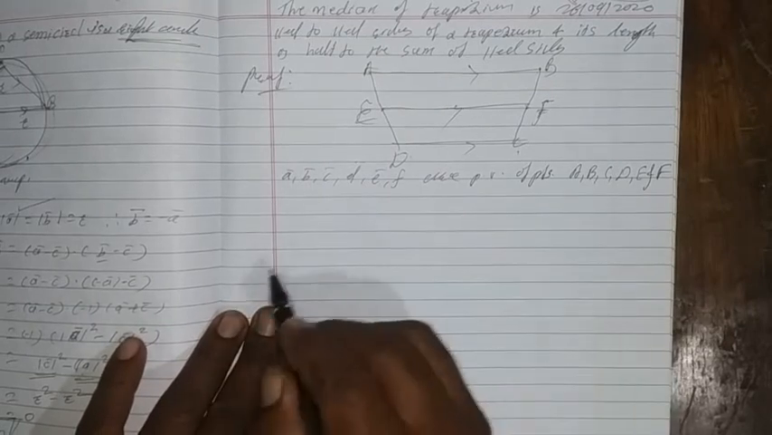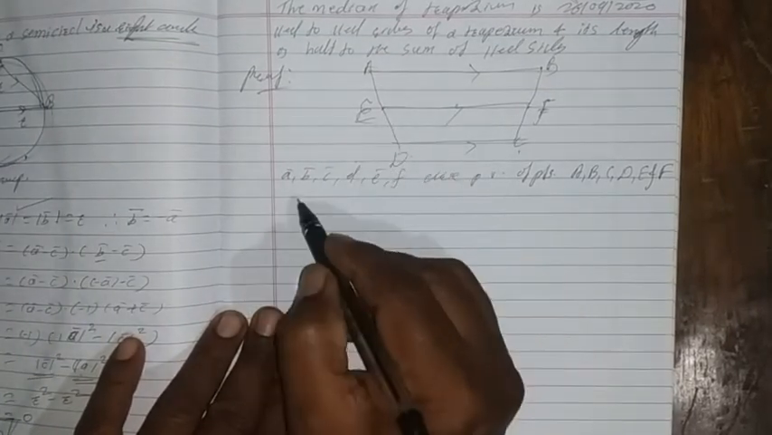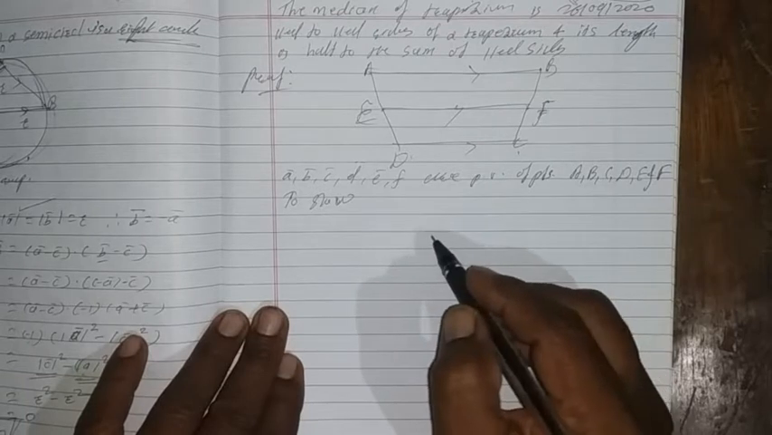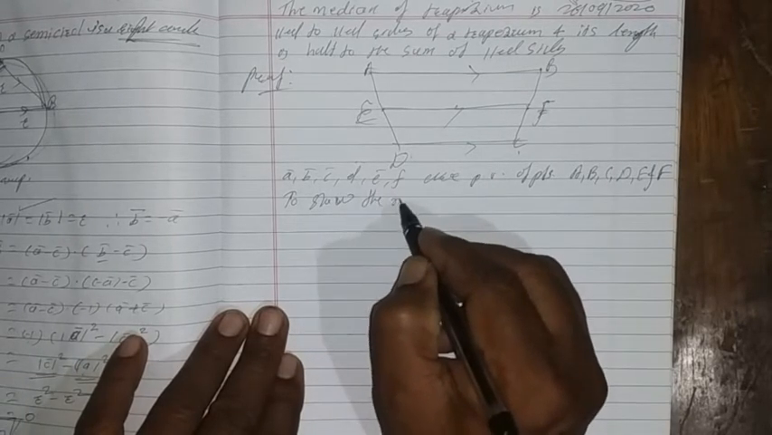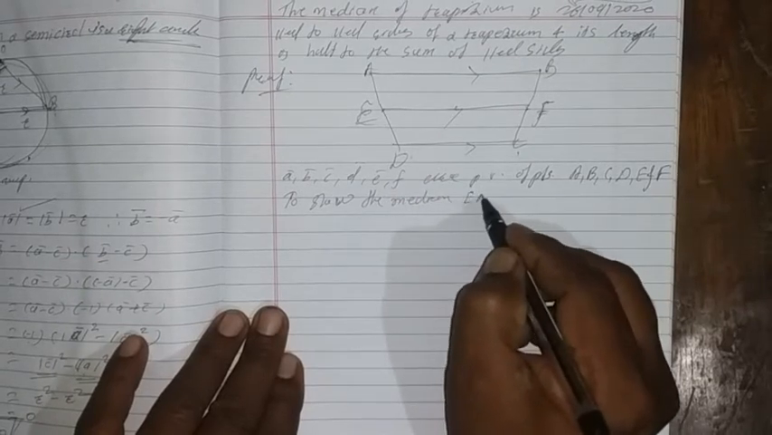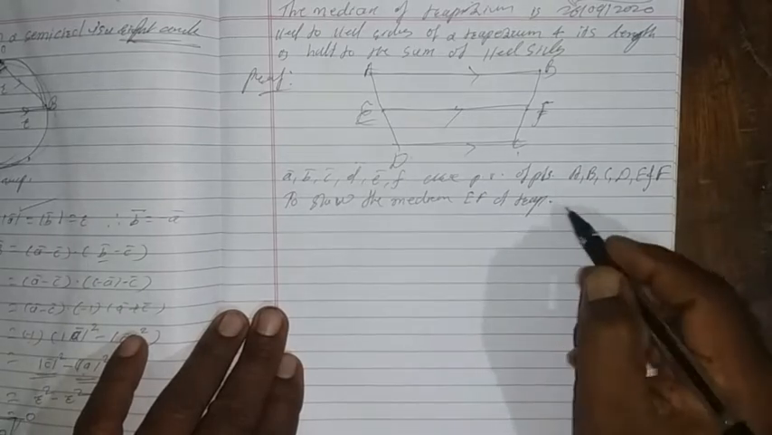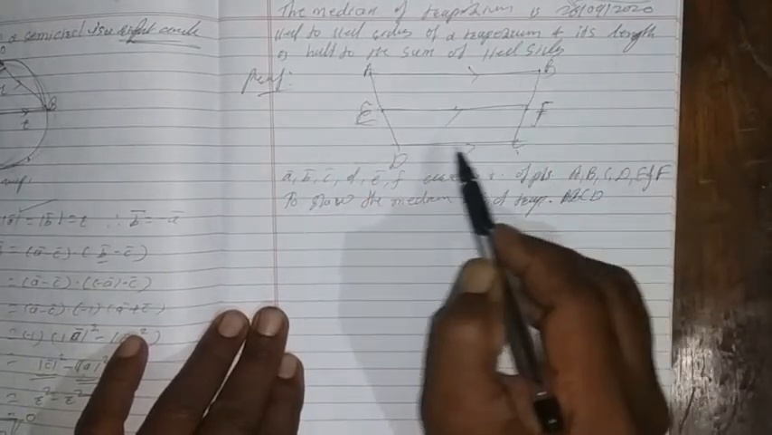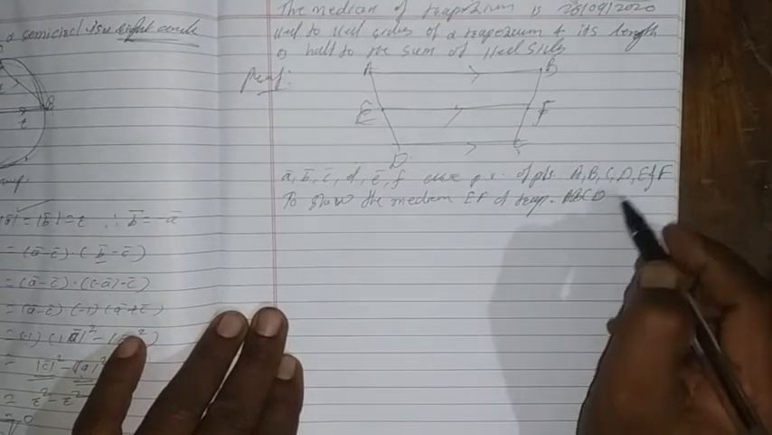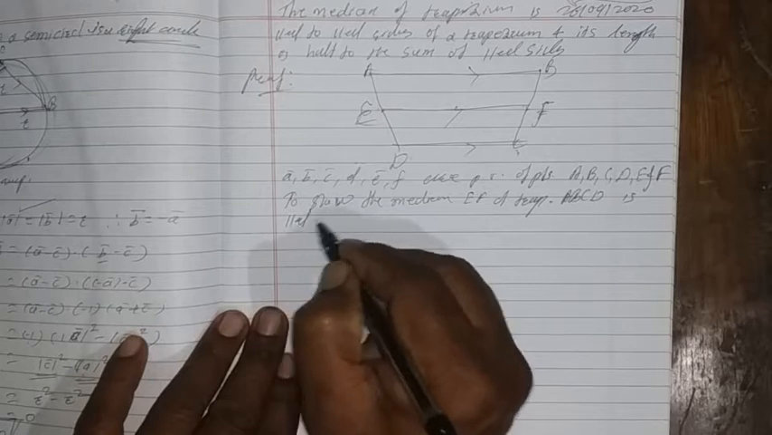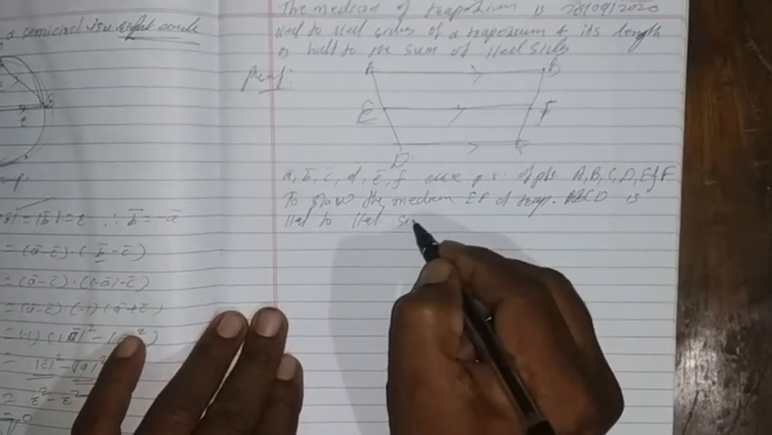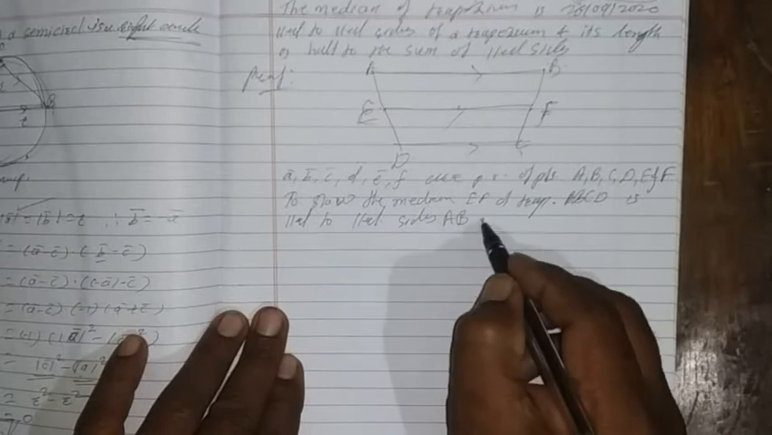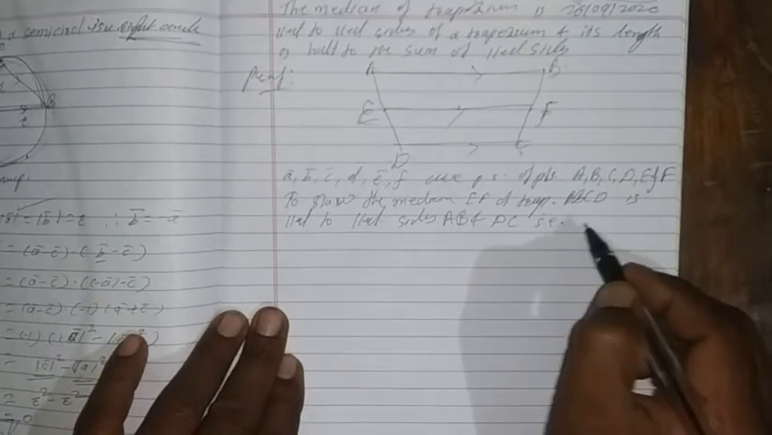Then, what do we have to prove? We have to show that the median EF of trapezium ABCD is parallel to the parallel sides. Which sides? AB and DC.